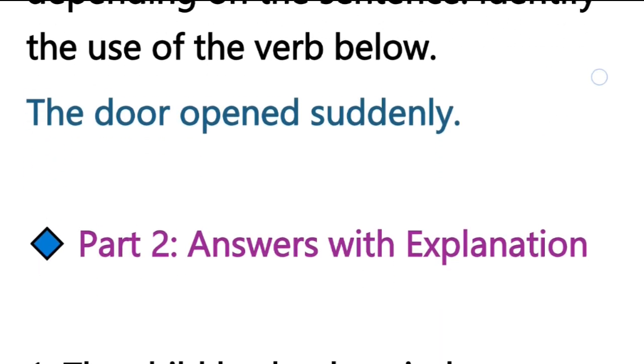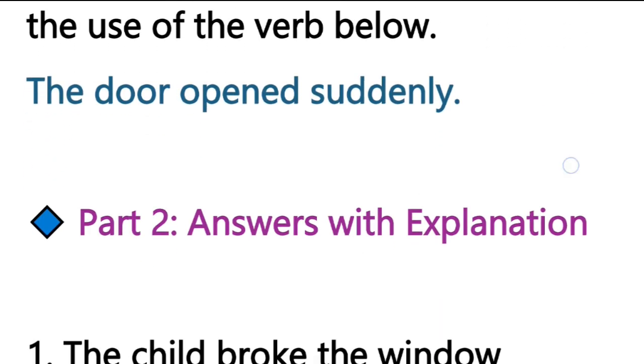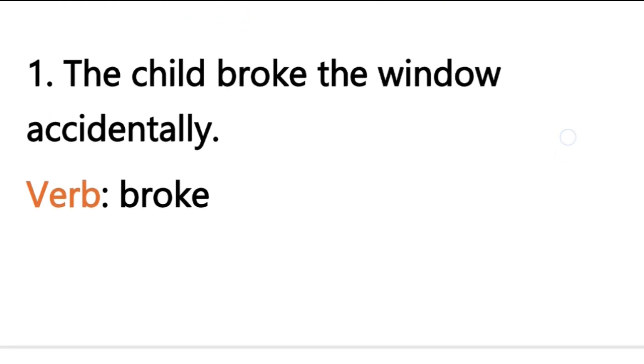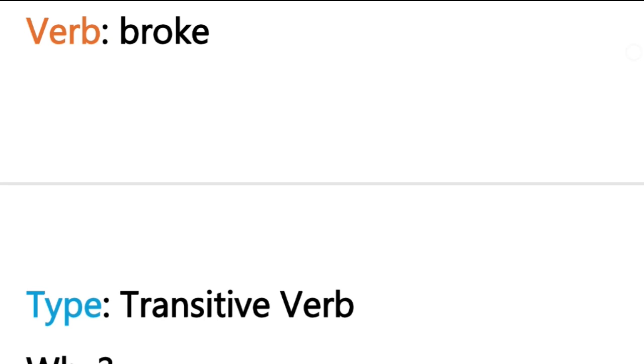Alright, so these were the 10 questions, and I expect you to make your attempts as you would have done. With this, we are going to talk about part 2, which says answers with explanation of the same. So let's start by reading question number 1, which is: the child broke the window accidentally. In this sentence, the verb is broke and the object is window.